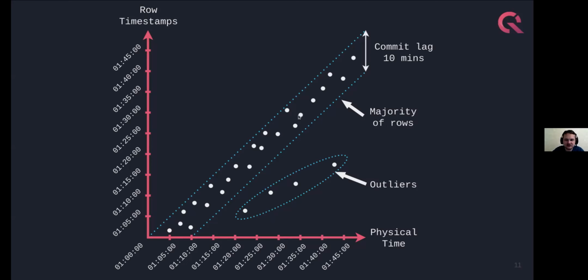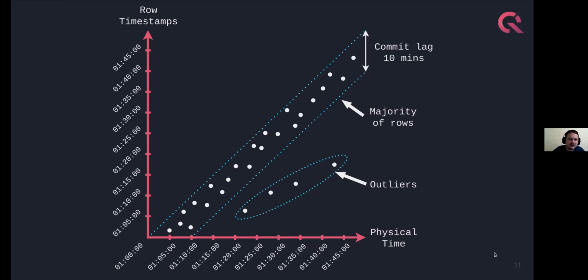So anyway, let's return to this picture. Here we have commit lag set to 10 minutes, and most of the records fall into this interval. While it's okay to have occasional outliers, occasionally here we have records which have stale timestamps and they fall out of the commit lag. In this case, yes, we will have a partition rewrite, but that's fine. It should not impact the performance that much.